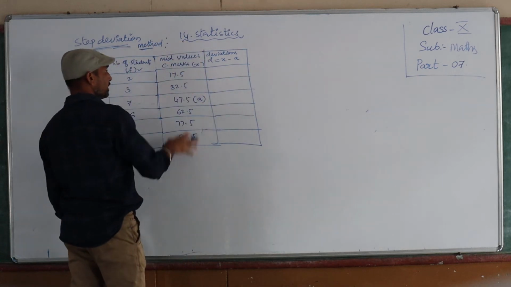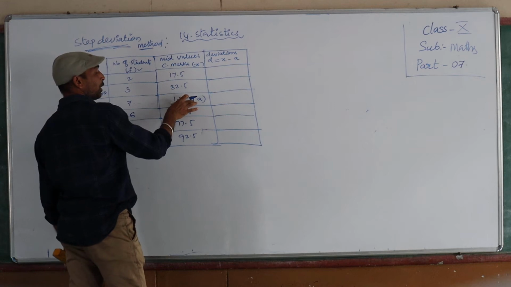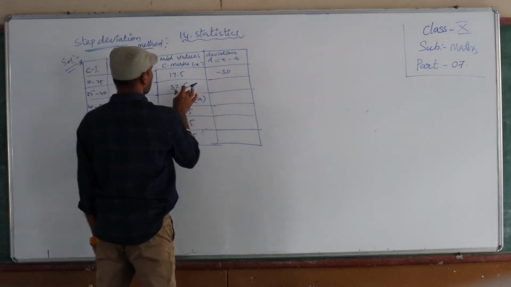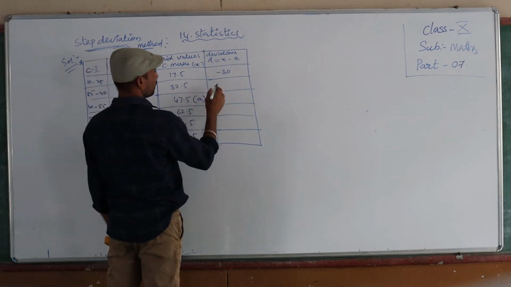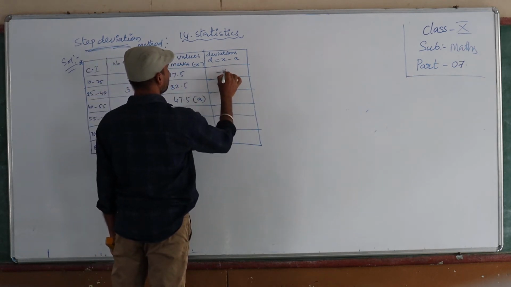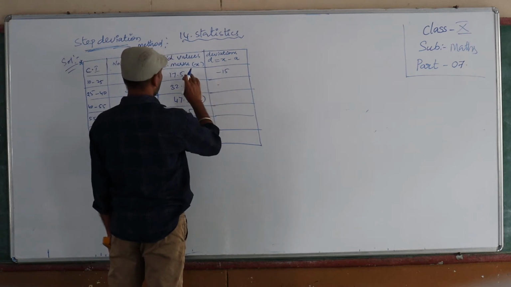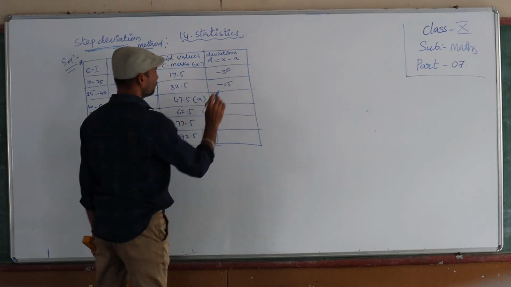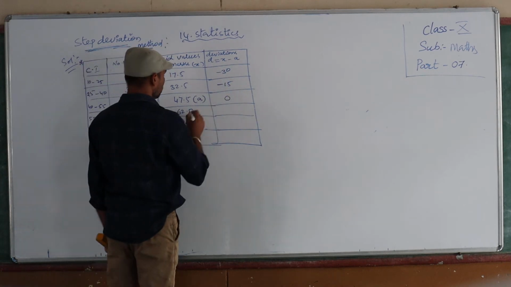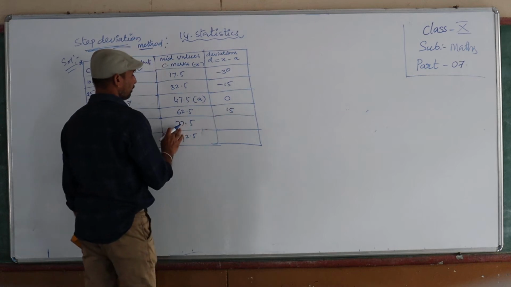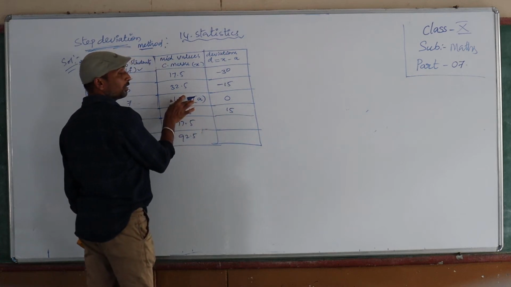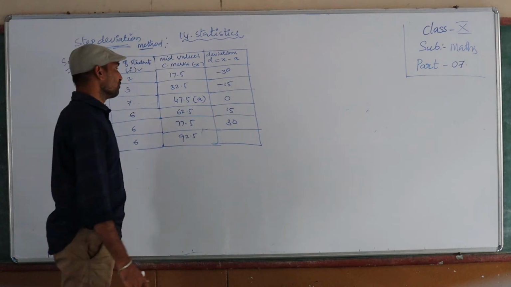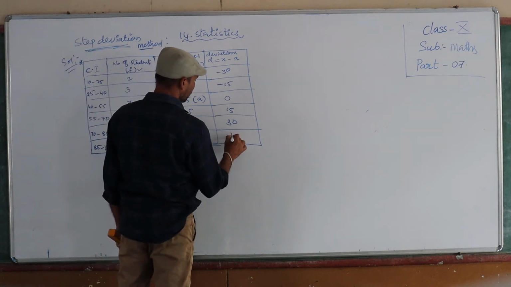The x values, from each of these we have to subtract 47.5. So 17.5 minus 47.5 is minus 30, 32.5 minus 47.5 is minus 15, then here 0, then here 15, 77.5 minus 47.5 is 30, and 92.5 minus 47.5 is 45.